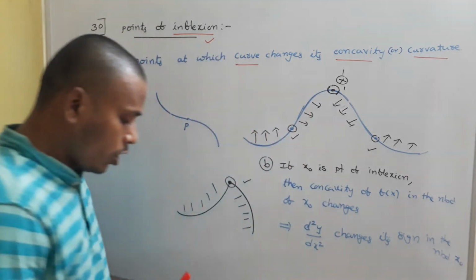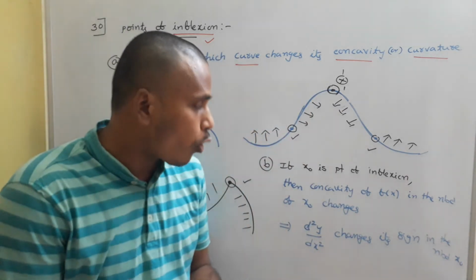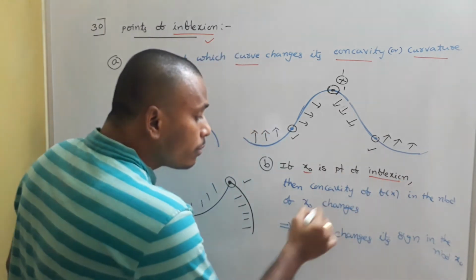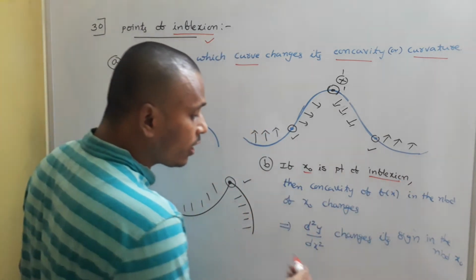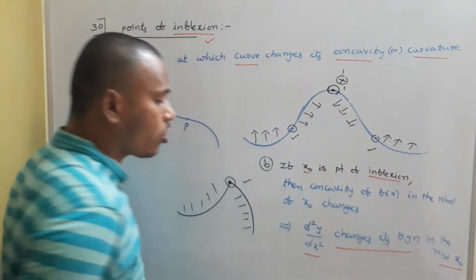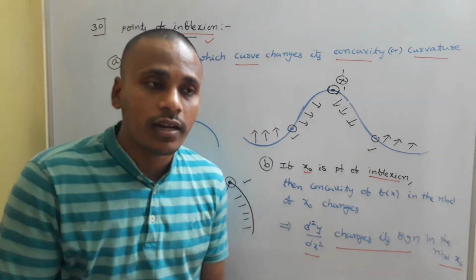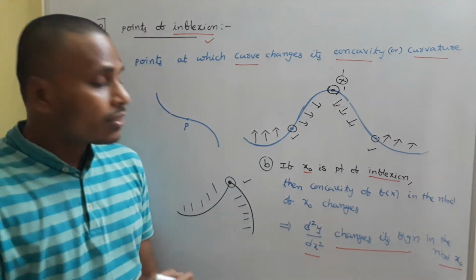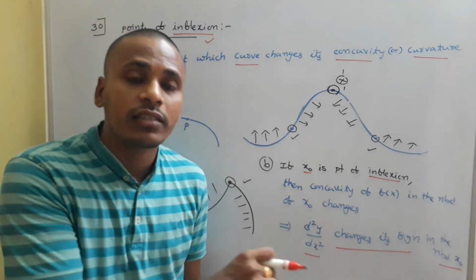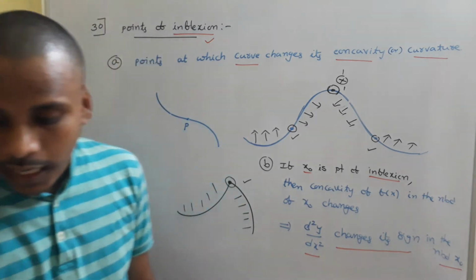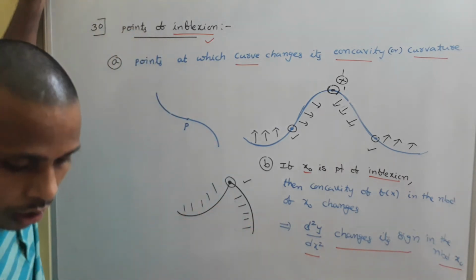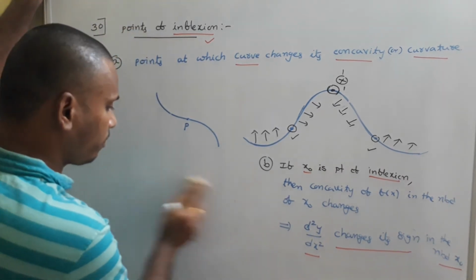So we call a point the point of inflection when, because it is changing its concavity, the second derivative changes its sign in the neighborhood of x naught. Since the second derivative is changing its sign, what happens exactly at that x naught? If you look exactly at that x naught, the second derivative will become 0 or not exist. I will give you point C.